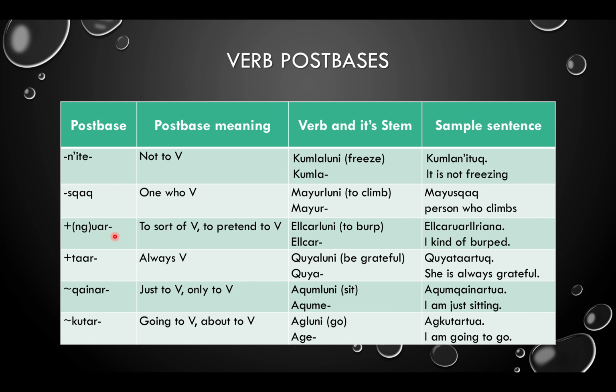Okay, we have two plus postbases. One is wach, and that's to sort of or to pretend to. And that's a plus postbase. So the ng would only be added if the root word ended in a vowel. And our example does not, so we're not going to add the ng to wach. We're just going to add wach. So oops, that's supposed to have a G in there. That means I kind of burped.